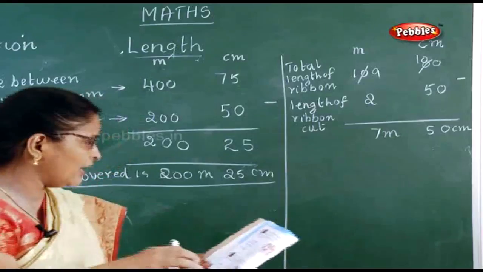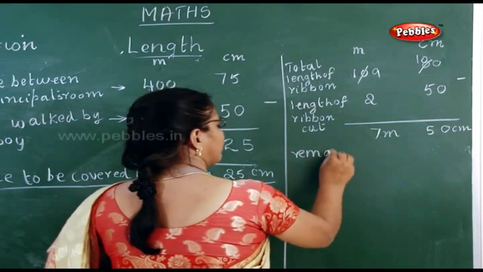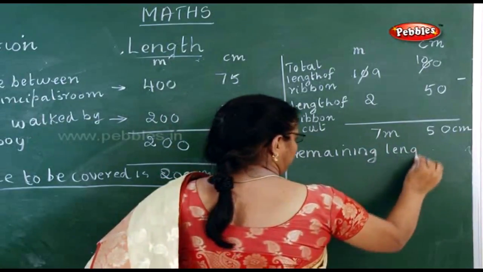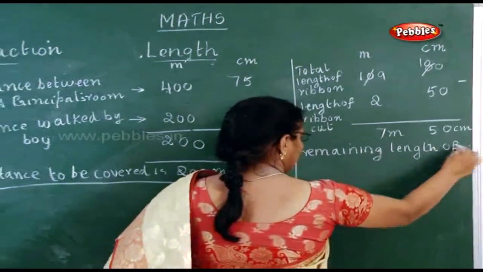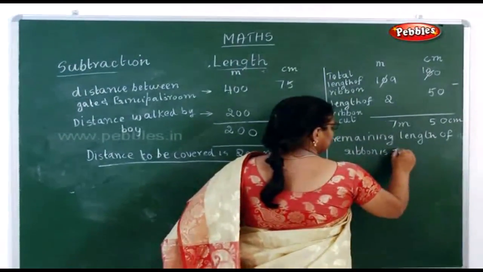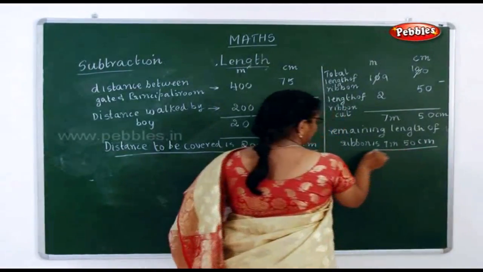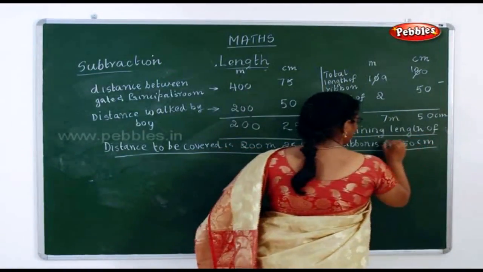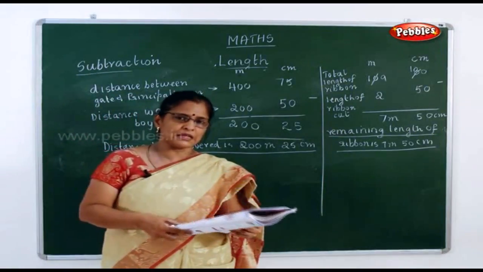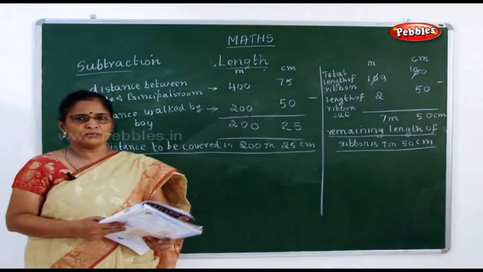Now what is the final answer you will write? The remaining length of ribbon. Remaining length of ribbon is 7 meter and 50 centimeter. This is how you have to do it. Your statement sums: first thing, read the sum and then start doing it. This is how you have to do it.